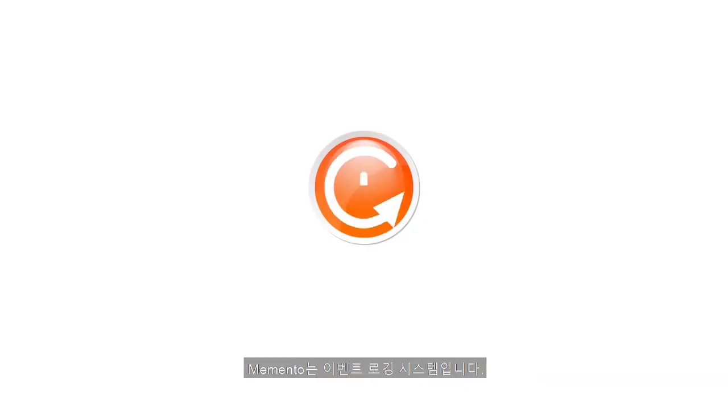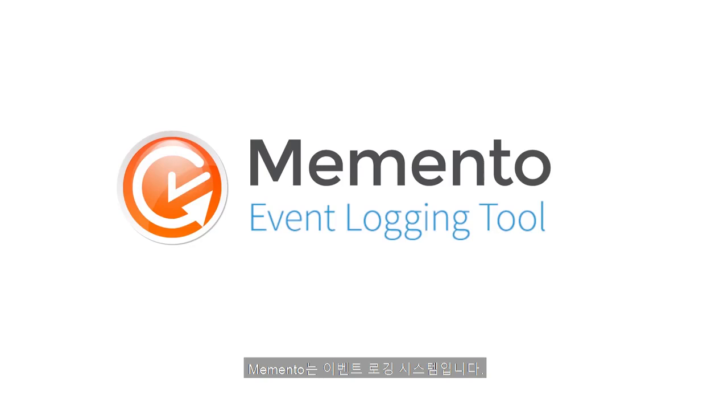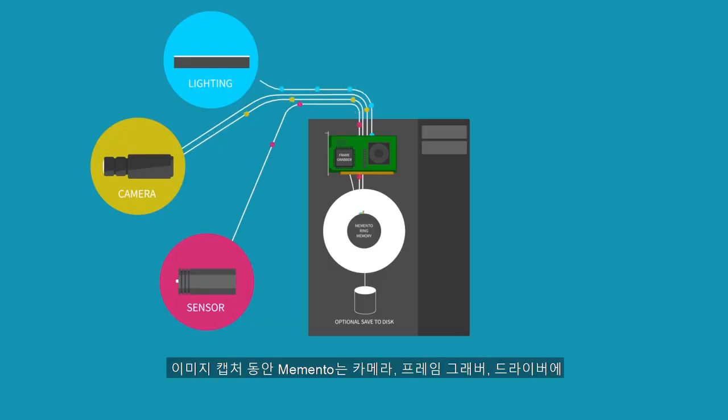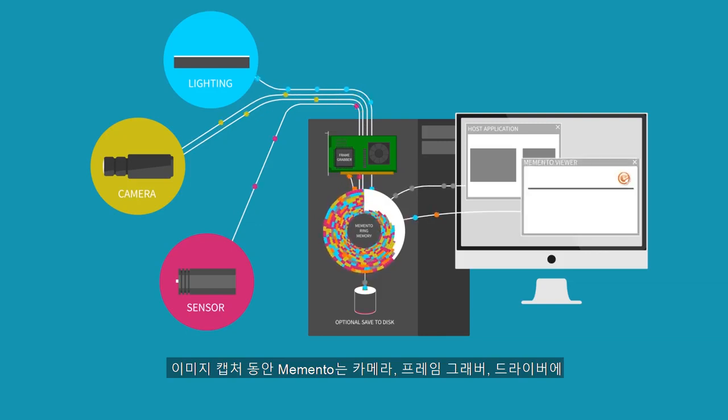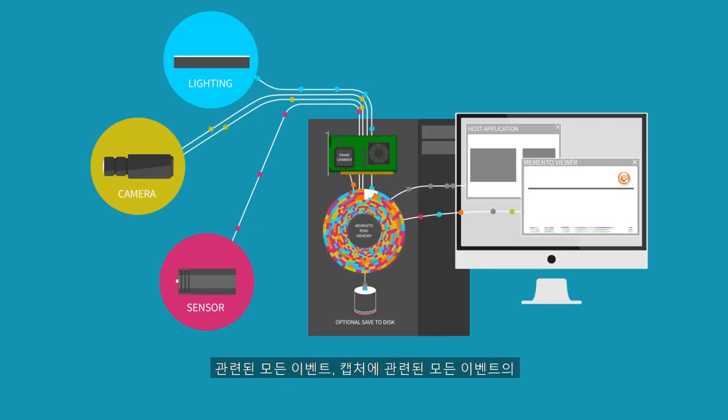In this video we are going to talk about Memento. So if you are using one of our Grablink or Coaxlink cards, or if you are simply interested in digital image acquisition, this video is for you. So what is Memento? Memento is our event logging system. During image acquisition, Memento records an accurate log of all the events related to the camera, the frame grabber, its driver, even related to the acquisition.